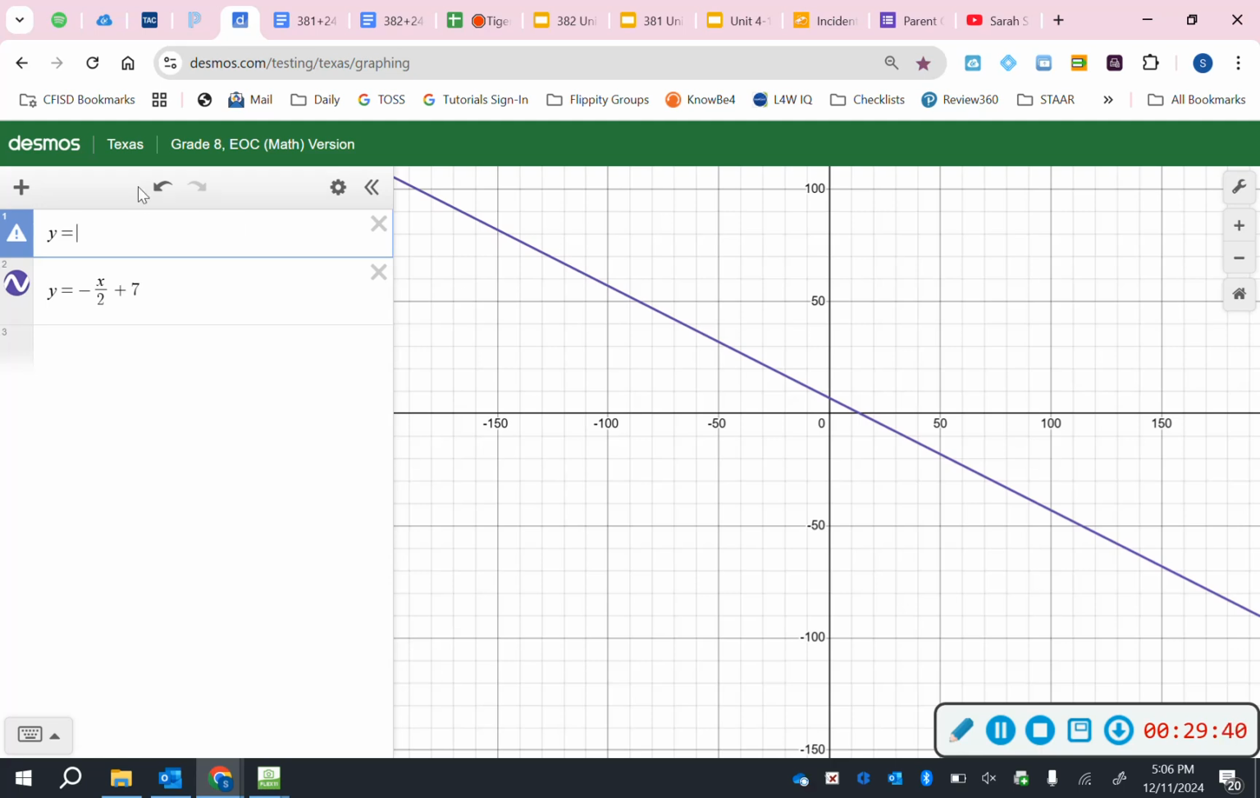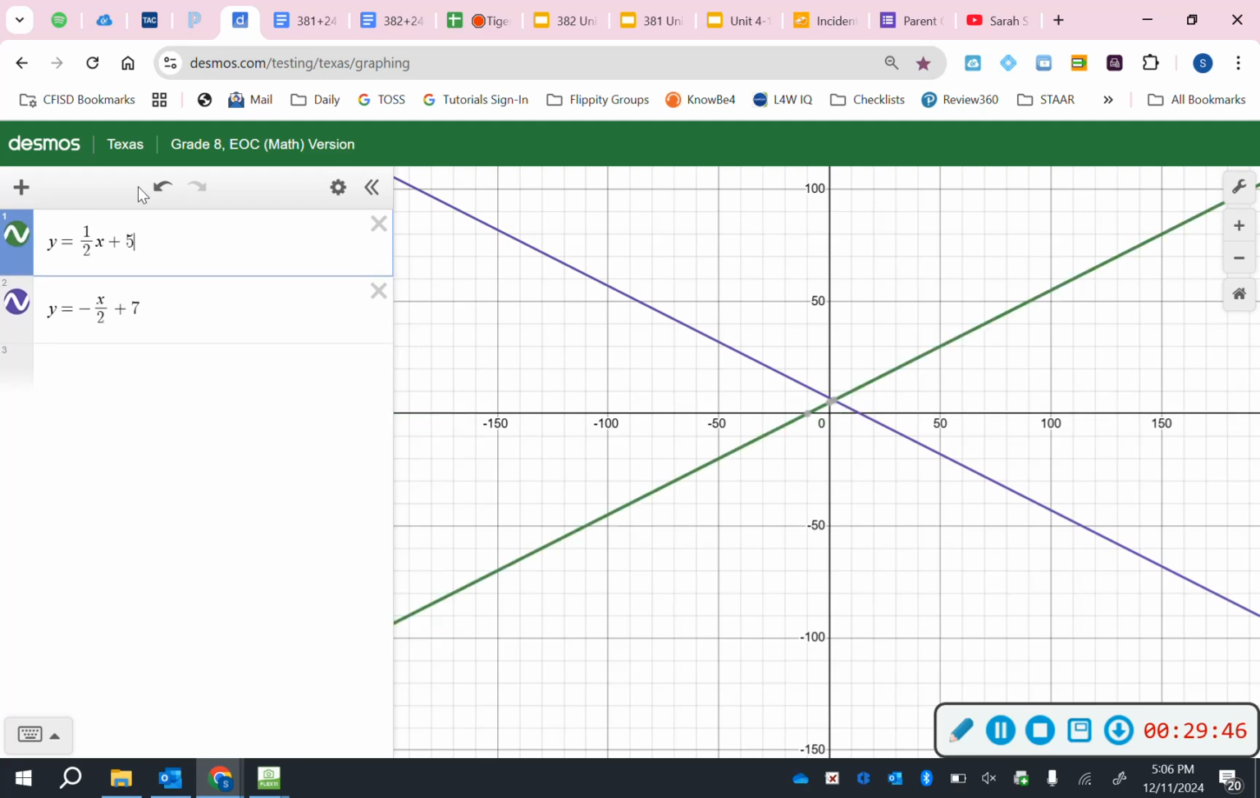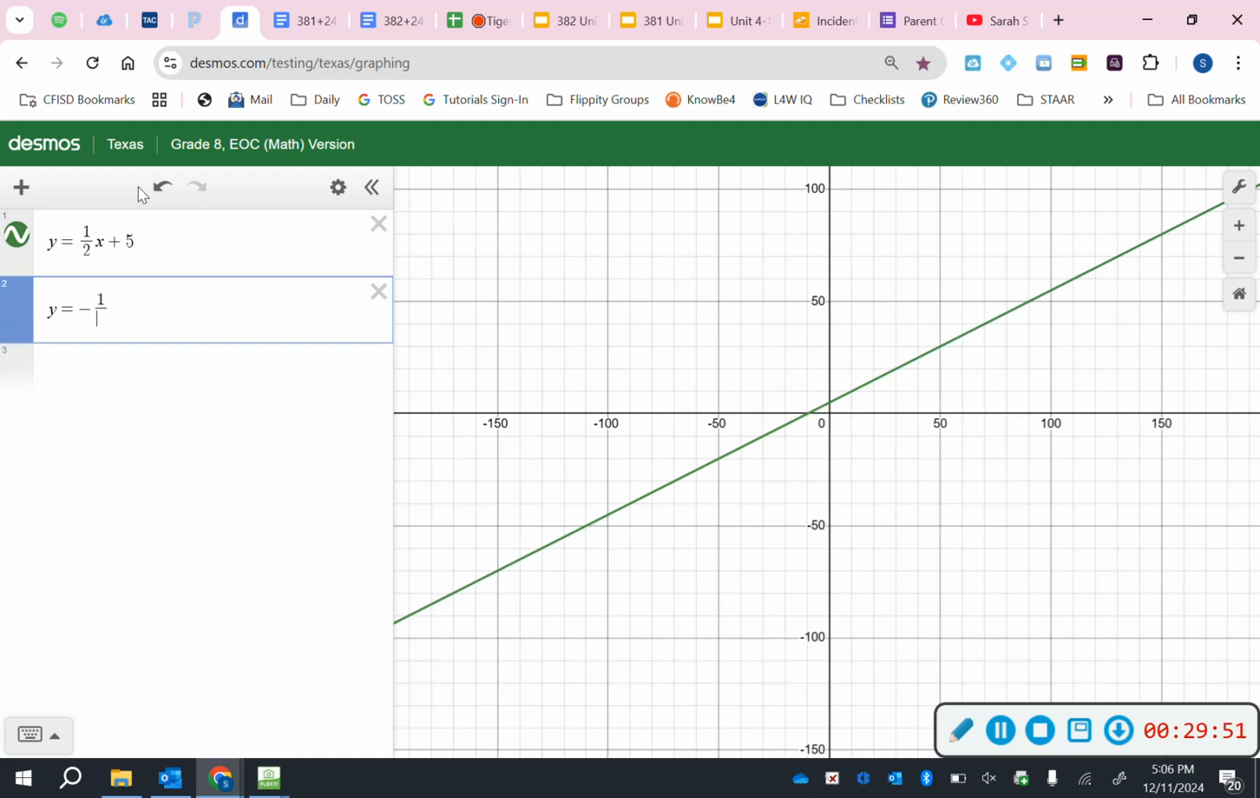Y equals, what is it? 1/2 x plus 5, and y equals, we said, negative 1/2 x plus 7. They both do cross, so it means it has one solution. They cross at 2, 6. How did I get 12, 1, y'all? What did I type in wrong? Did I type something in wrong?